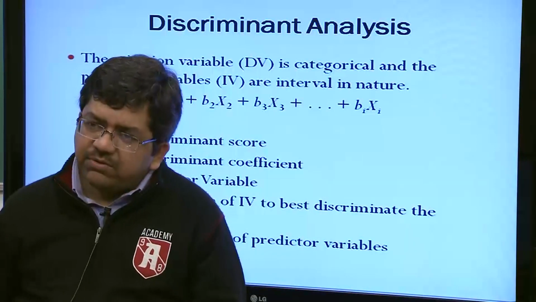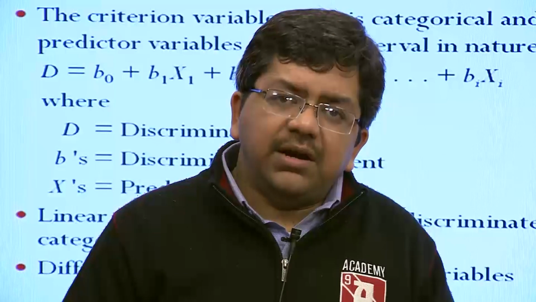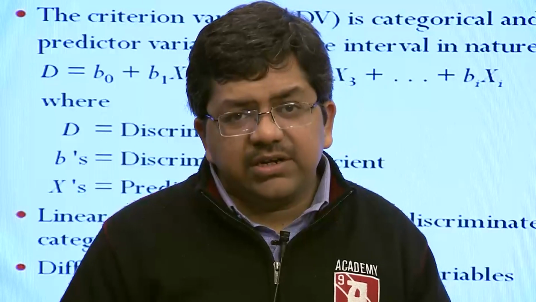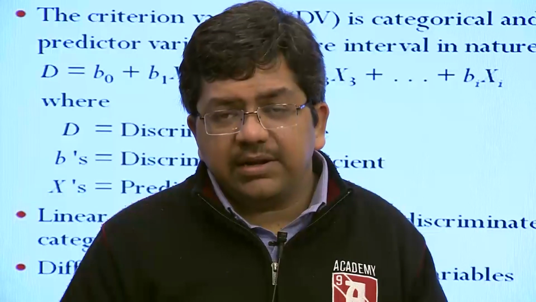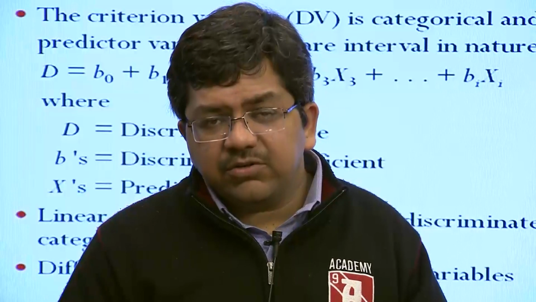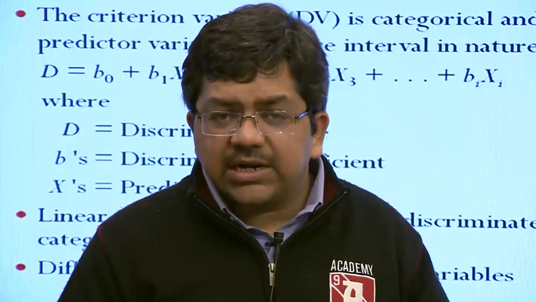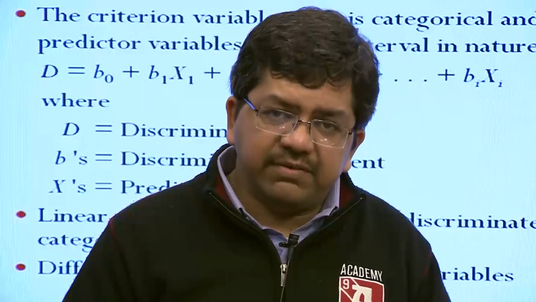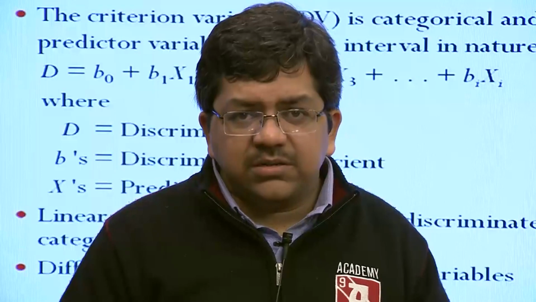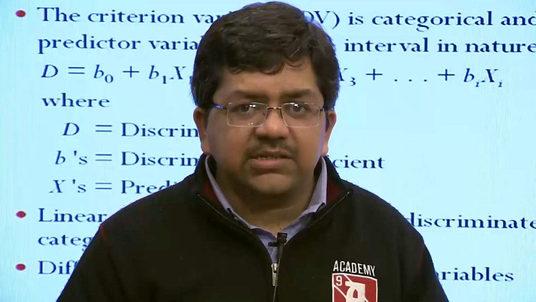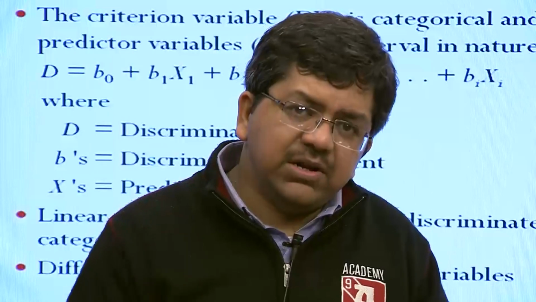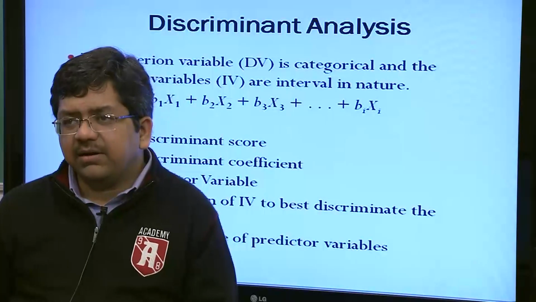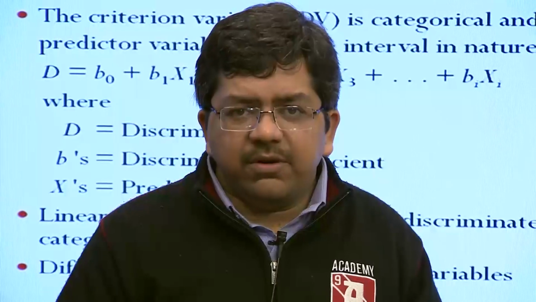Now, we talked about ANOVA where the independent variable was categorical and the dependent variable was metric. In the regression analysis, both the dependent variable and the independent variable were metric variables. However, there are cases where the dependent variable is in the form of a categorical variable and the independent variables are in the form of metric scale.